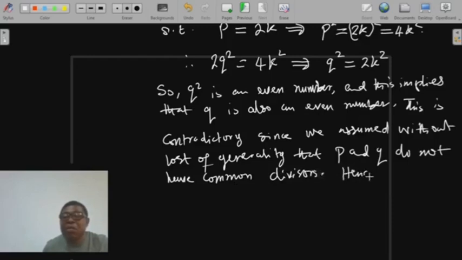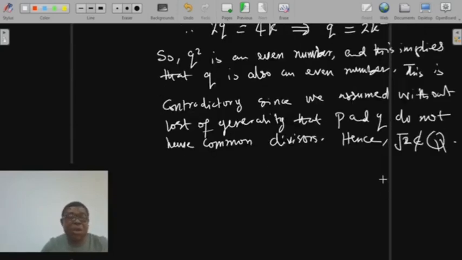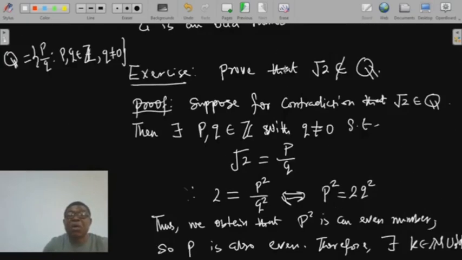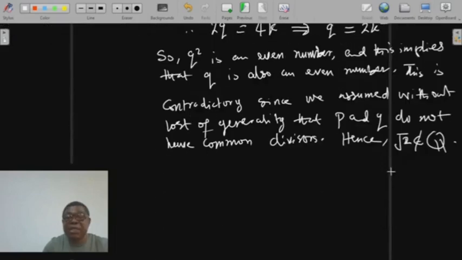Hence, what we can conclude here is that root 2 is not a rational number. Root 2 is not in Q. So we cannot express root 2 as an exact fraction or ratio, and we also cannot express root 2 as a number with recurring decimal points. So root 2 is not a rational number, and that is what we've been able to get in this exercise.